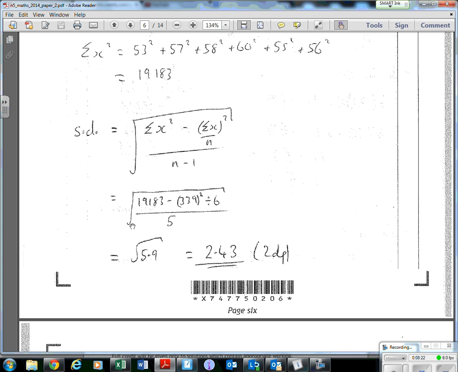And again, if you've got Casio calculators, it's dead easy. Big square root sign, fraction button, type all this in. So that'll be the square root of 5.9, so I've just evaluated what's underneath first, which is 2.43 to 2 decimal places.